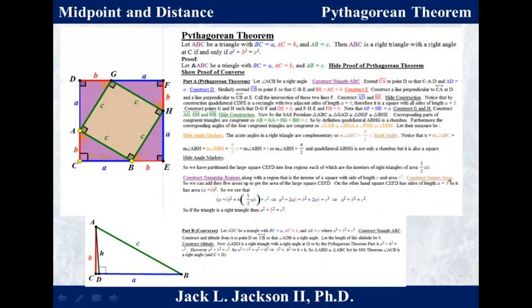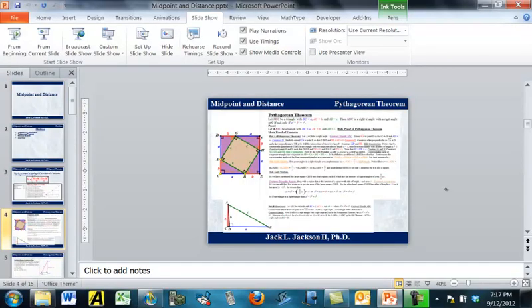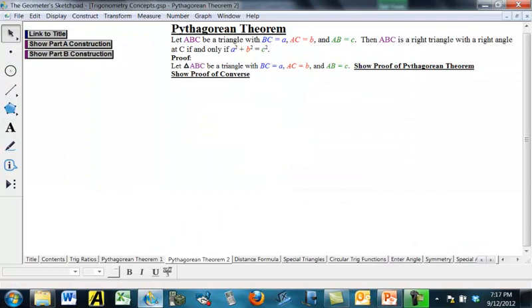Pretty simple little formula. Now we're going to look at the Pythagorean Theorem. The Pythagorean Theorem is a little bit harder to prove. So we're going to look here at a Geometer's Sketchpad sketch that I've made for this. Now, this is a very, very famous theorem. It goes back at least as far as Pythagoras.